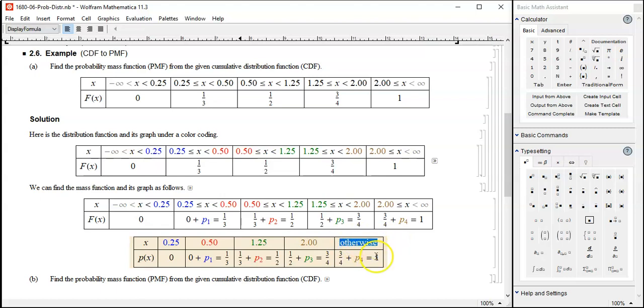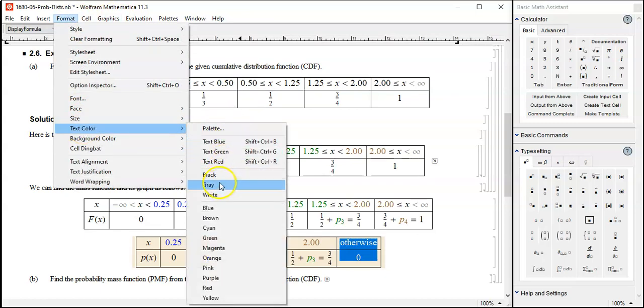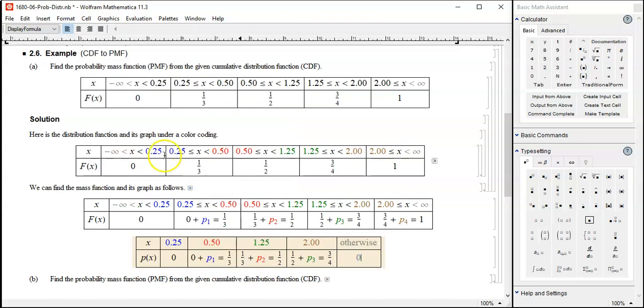Otherwise, the probability is always 0. That part is rather trivial. So we have cutting points 0.25, 0.5, 1.25, 2.0. Those are possible x values. Otherwise, the probability is impossible. Now let's find out the probability masses.